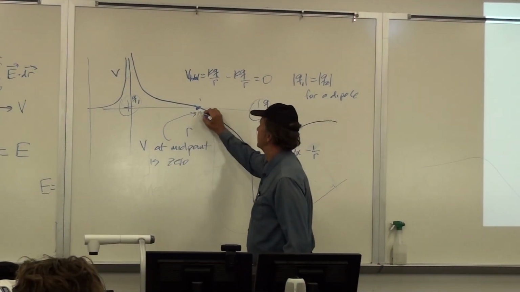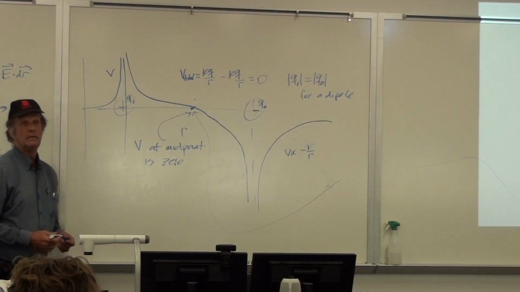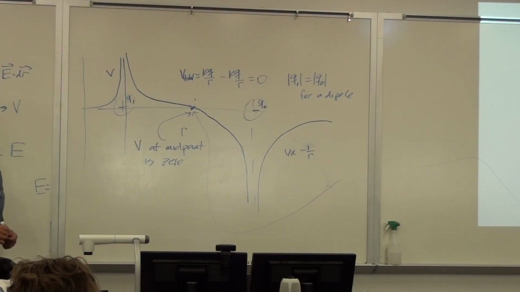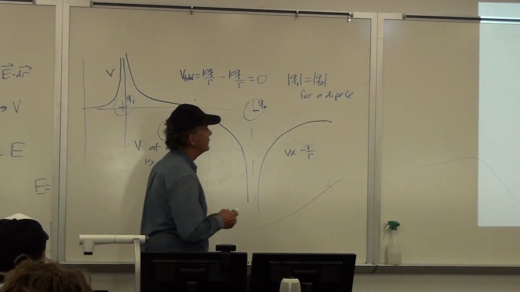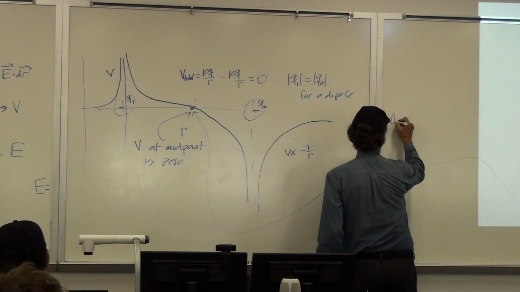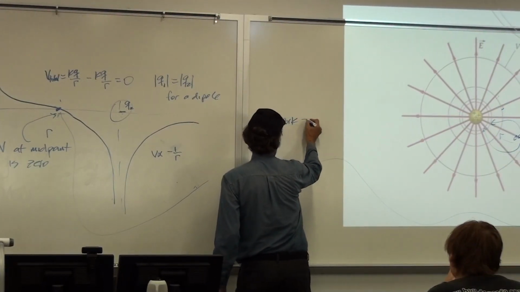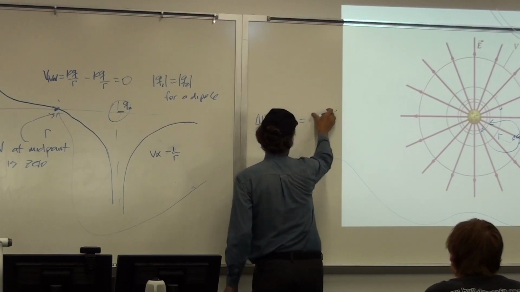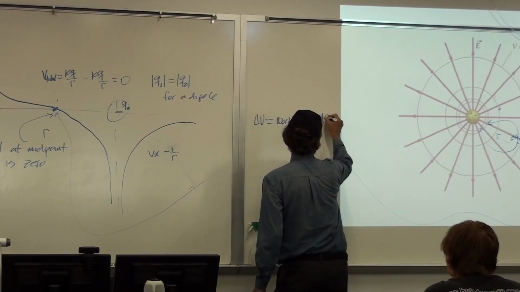And put it right here. How much work is that going to take? 0. That's right, because there's no change in voltage. Remember that the change in energy, delta U, which is also equal to the work done, is going to equal, in this case, Q times delta V.